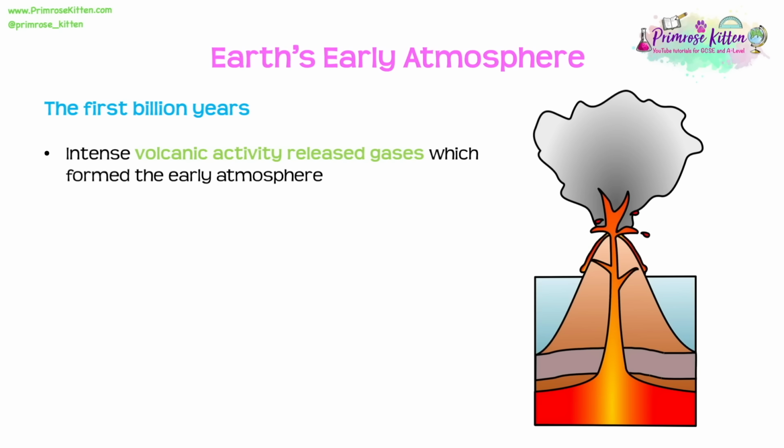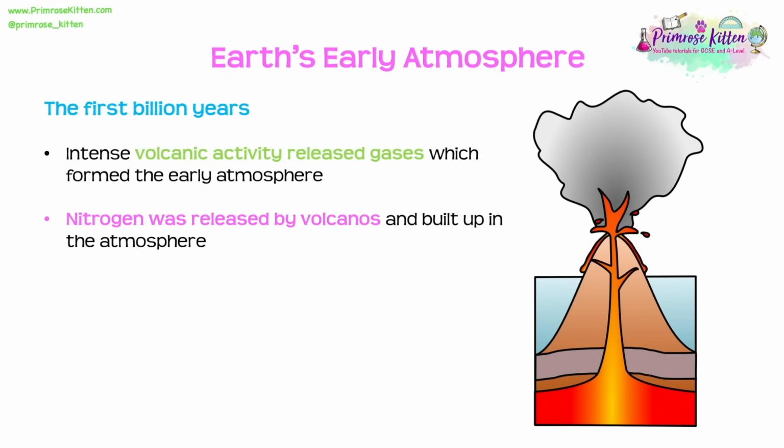So we need to know what the Earth's early atmosphere was like in the first billion years of the Earth. So we need to know that initially we had a lot of volcanic activity. And as these volcanoes erupted, they released gases which ended up forming this early atmosphere. Nitrogen was released by these volcanoes and it ended up building up in the atmosphere. Water vapour was released by these volcanoes as well, but it ended up condensing and formed the oceans.